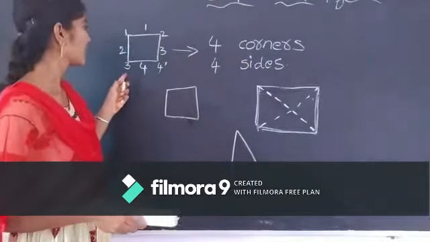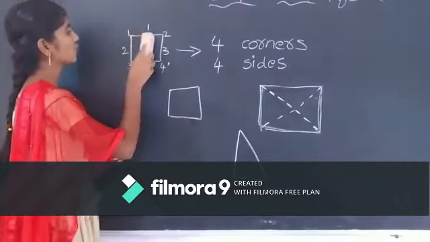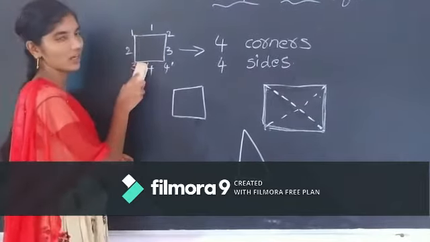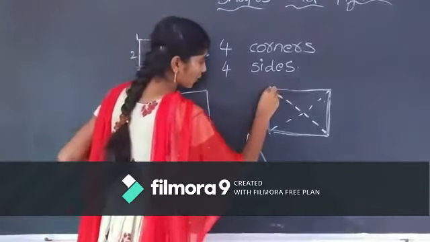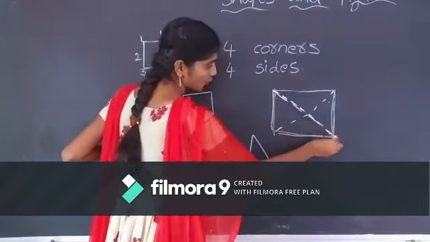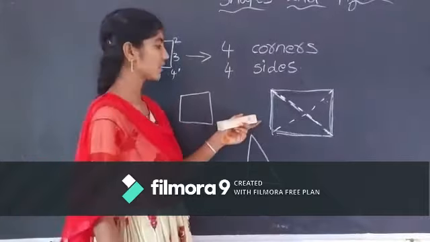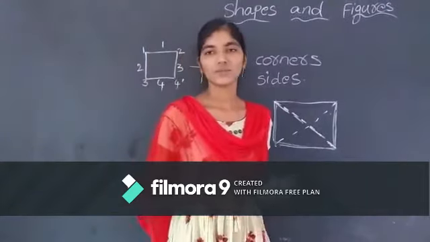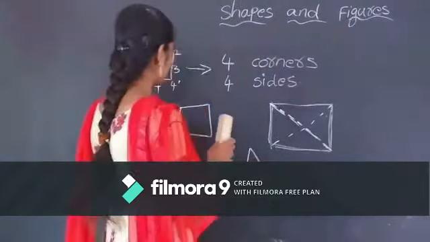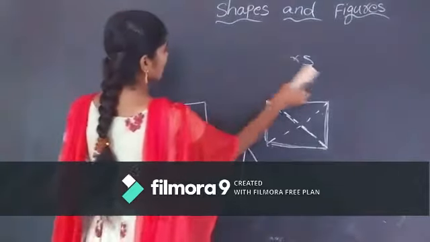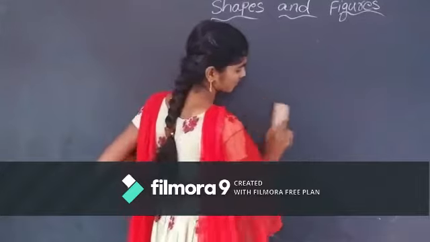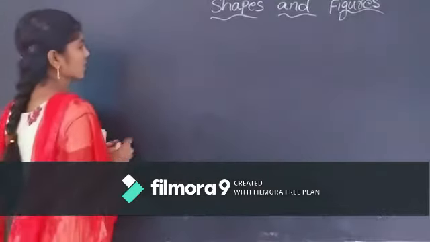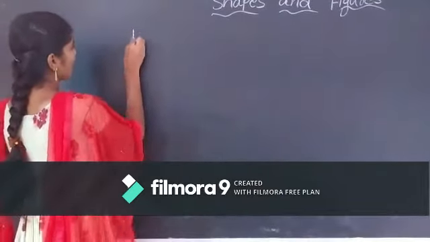Now let us recall once again. Square has 4 sides and 4 corners. Square has 2 diagonals and they are equal. Okay, students? Do you all understand? And our next shape is rectangle.